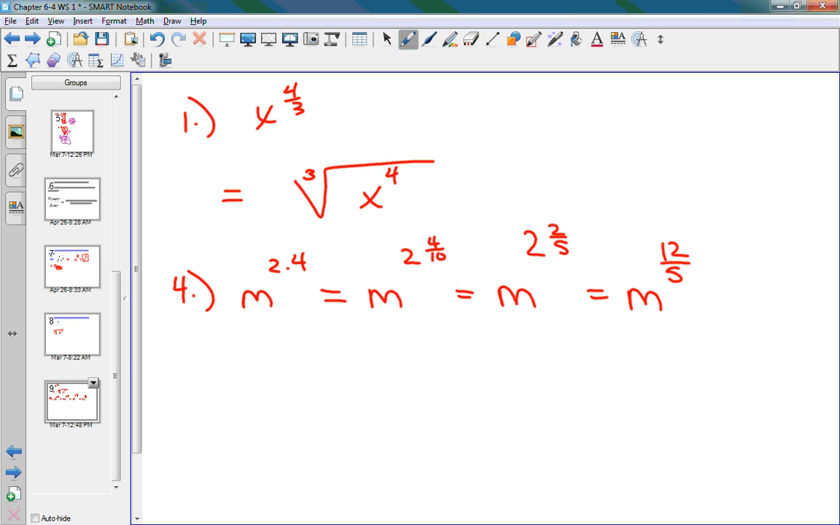Now I need to write this as a radical. So how do I write this as a radical? I put m, and then inside I have my check mark. What goes where? Very good. We're not solving it. We're just writing it in radical form. Do we understand that? Yes or no? Okay, go to the next set of instructions.